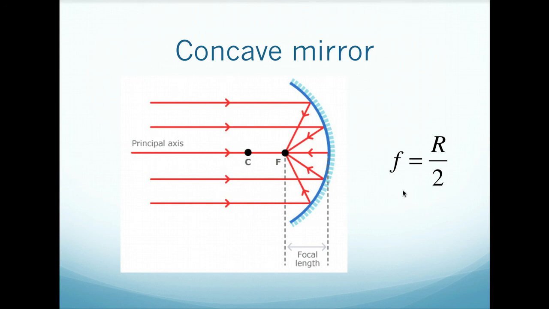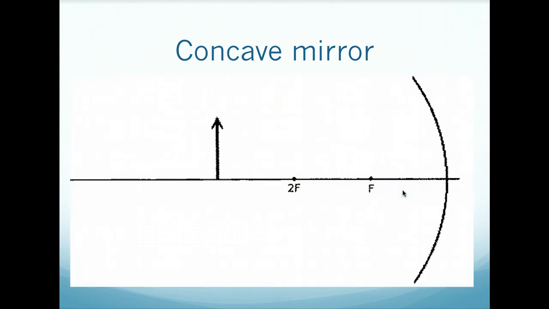So how do you draw? There are several cases for this particular mirror because your image actually changes depending on how close the object gets to that mirror. So let's start with where the object is far away, longer than the radius.